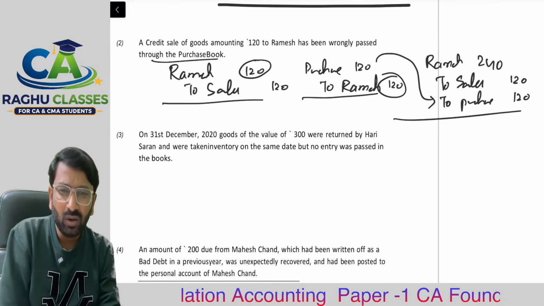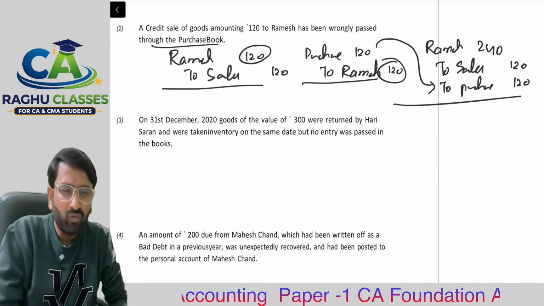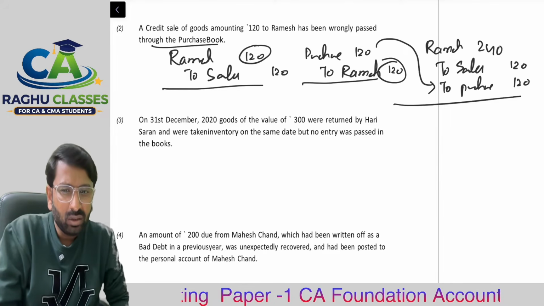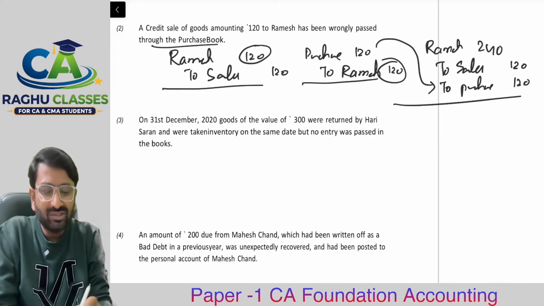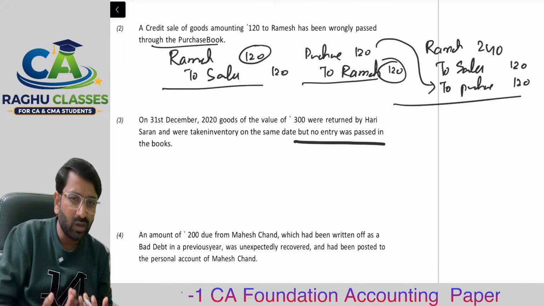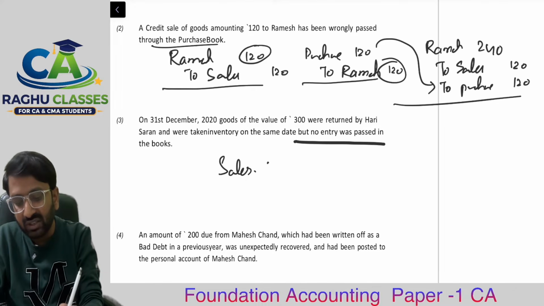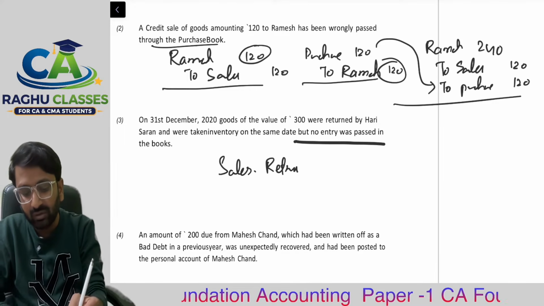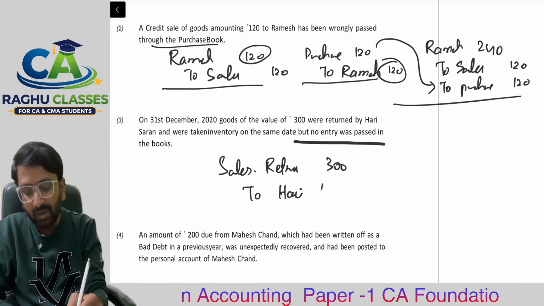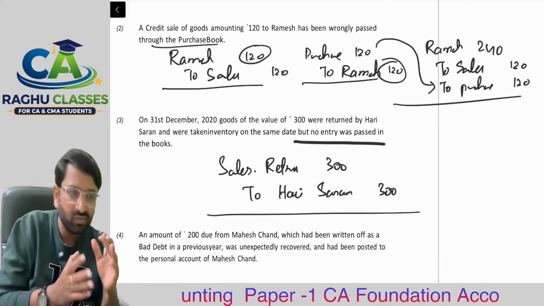Next one. On 31st December 2020, goods of the value 300 were returned by Harisaran. This is sales return. Inventory was taken, but no entry was made. A very simple one. It is an error of complete omission. Now you record that. What is the entry for sales return? Can we say sales returns account debit 300? And these goods are returned by whom? Our customer by name Harisaran. So the entry will be sales returns account debit to Harisaran, the rectification entry straight away.